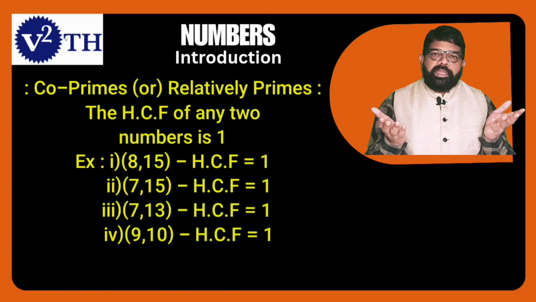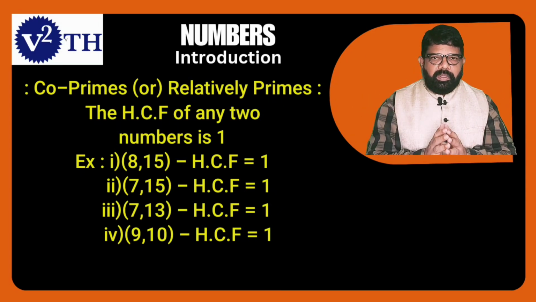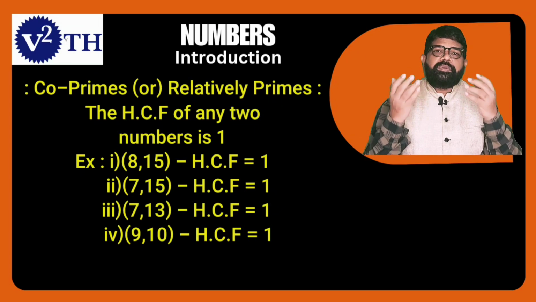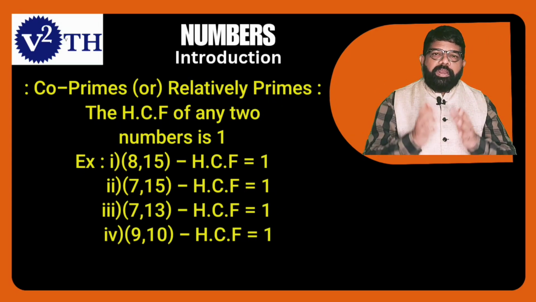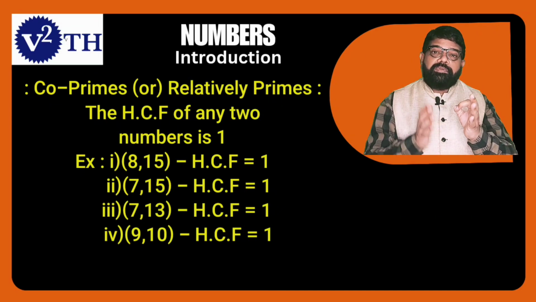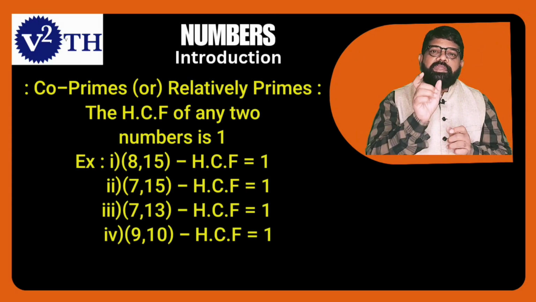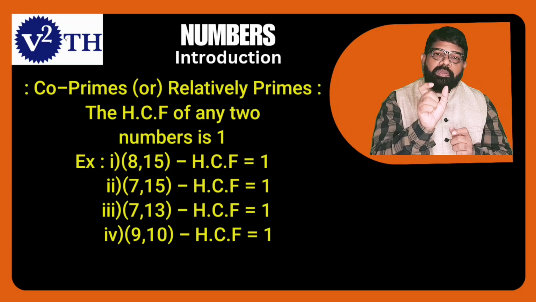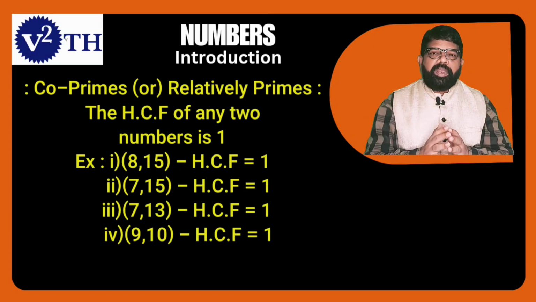By observing here, 8 is not a prime number, 15 is not a prime number, but that pair is called co-prime according to our definition. What is our definition? Any two numbers whose HCF is equal to 1, we say that the numbers are called co-primes or relatively primes to each other. So 8, 15 is co-prime. Similarly, take one more example. One prime number, one composite number you have to take. 7, 15. 7 is a prime number, 15 is a composite number. But that pair 7, 15 is called co-prime. Why? What is the HCF of 7, 15? Both the values are divisible by only 1. So the 7, 15 pair is called co-prime.